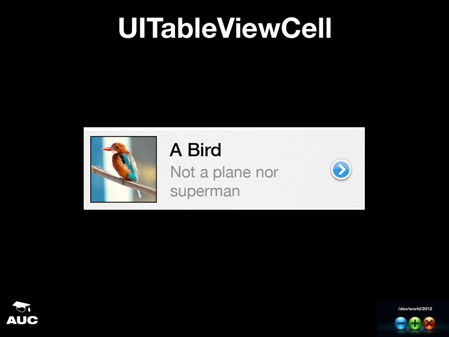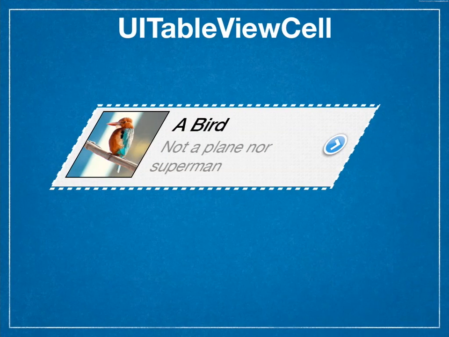So here we have a plain TableView cell. It has an image view on the left. It has two labels in the middle, and it has a button on the right. So it's a pretty standard, normal table view cell. So let's take a look at how it is layered, or how many subviews it actually has.